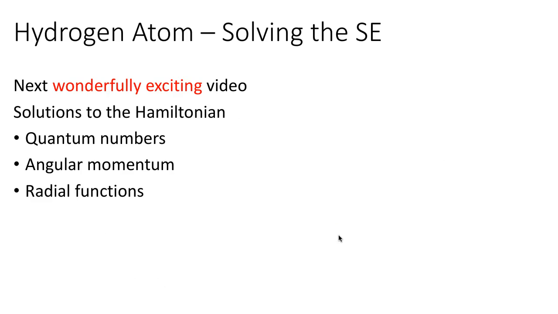Next time, we're going to take these solutions and talk about what the quantum numbers mean. We'll talk about the angular momentum of those solutions and what the new radial functions give us, so how we can use these wave functions to understand the hydrogen atom structure, which we will then build on to do multi-electron atoms.